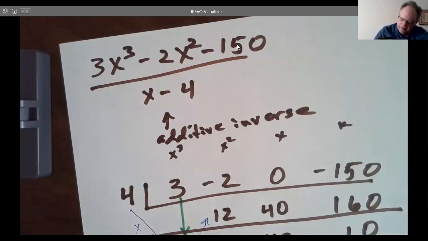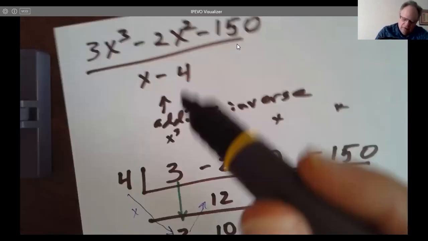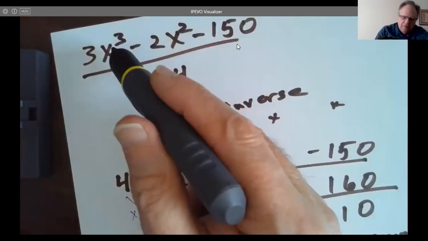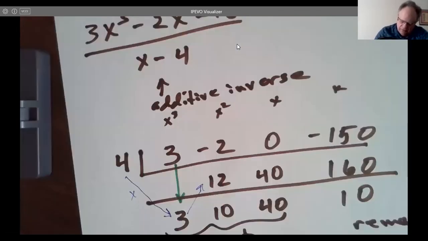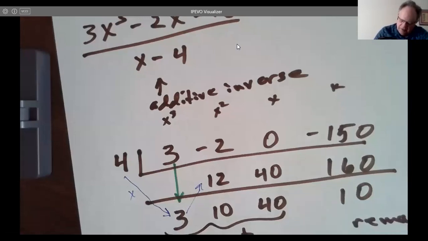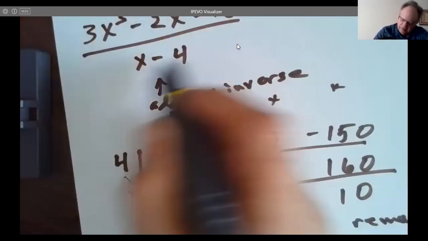The last number is always the remainder. So what you do here in the quotient is you take one of the x's away. So instead of 3x cubed, now you have 3x squared. And then each number after that is 1x lower, plus 10x plus 40 plus 10 over your divisor, x minus 4.